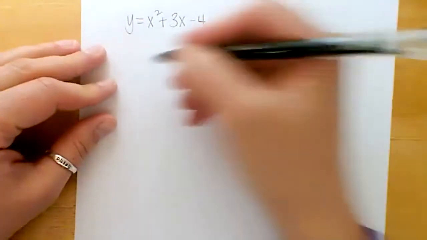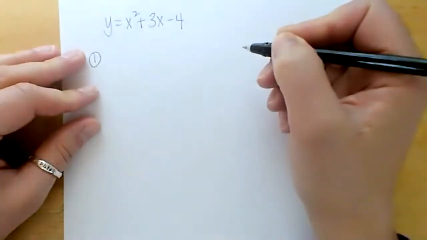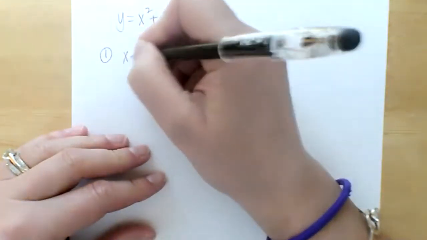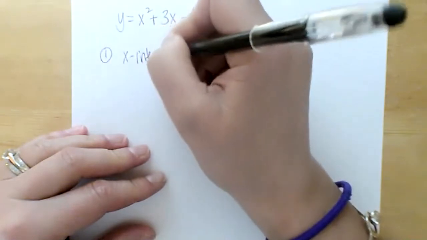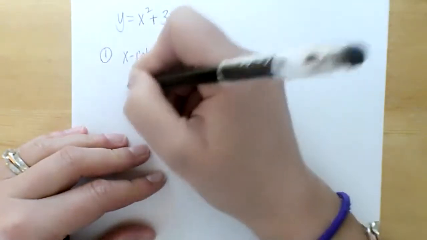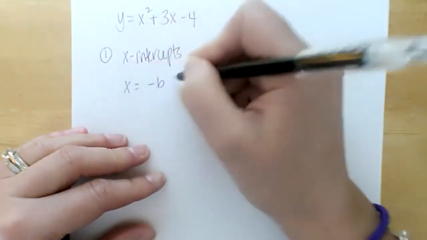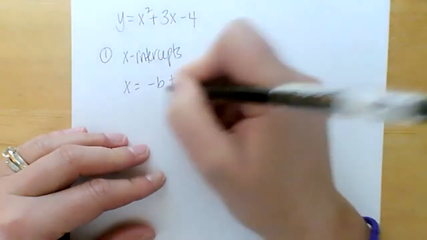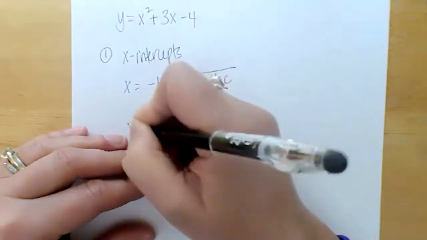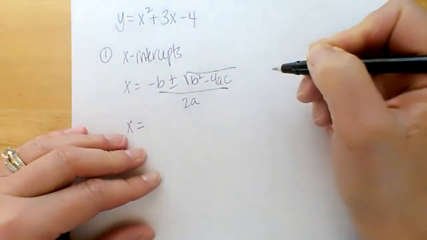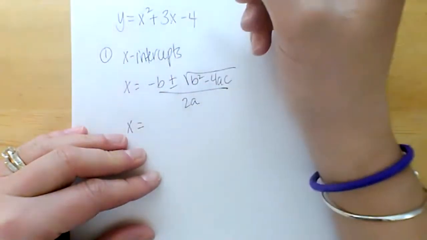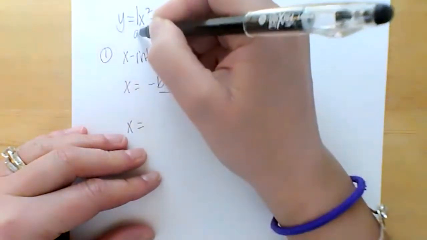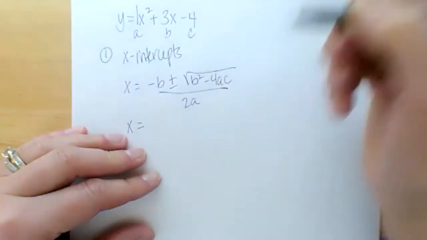So we need to graph this. So the first thing that we're going to need to do is find the x-intercept. So I moved my camera a little bit. In order to find the x-intercepts, we are going to be using our x equals negative b plus or minus the square root of b squared minus 4ac all over 2a. And we've been practicing this skill, and you should be pretty good at this skill. In this skill, we first have to pick out what our a, b, and c are. So here's a, here's b, and here's c.